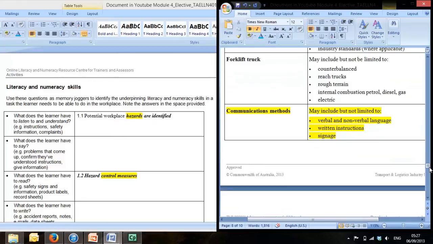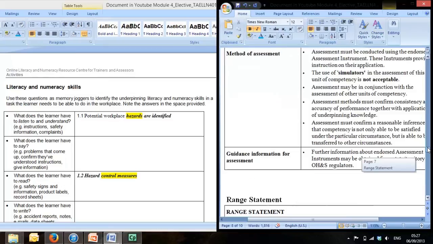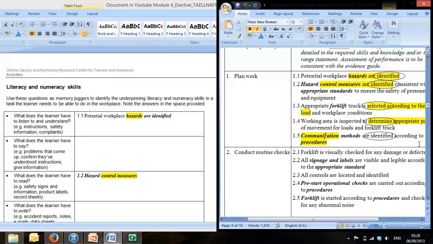May include but not limited to verbal and non-verbal language, written instructions, signage. So there's a fair bit there. Signs would be meaning, writing for written instructions. You know, verbal would be oral communication, and your non-verbal would be language for understanding meaning. The procedures. Now, procedures is a document, so that would be to do with the reading.